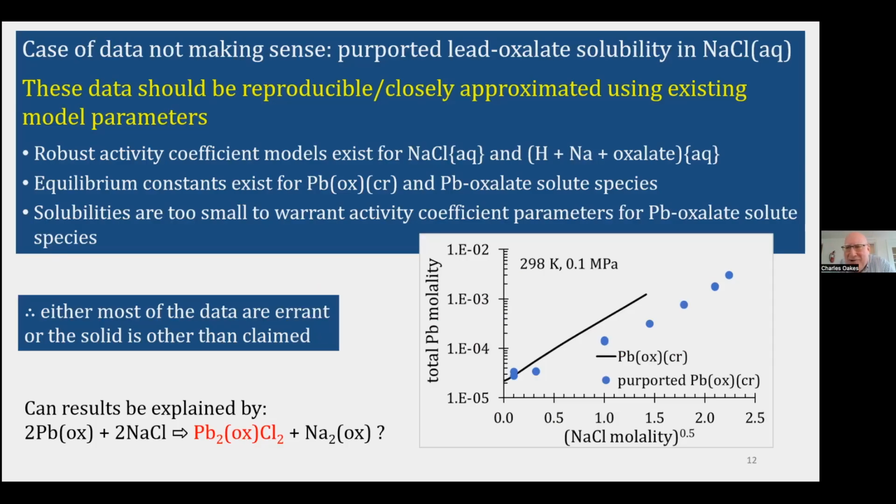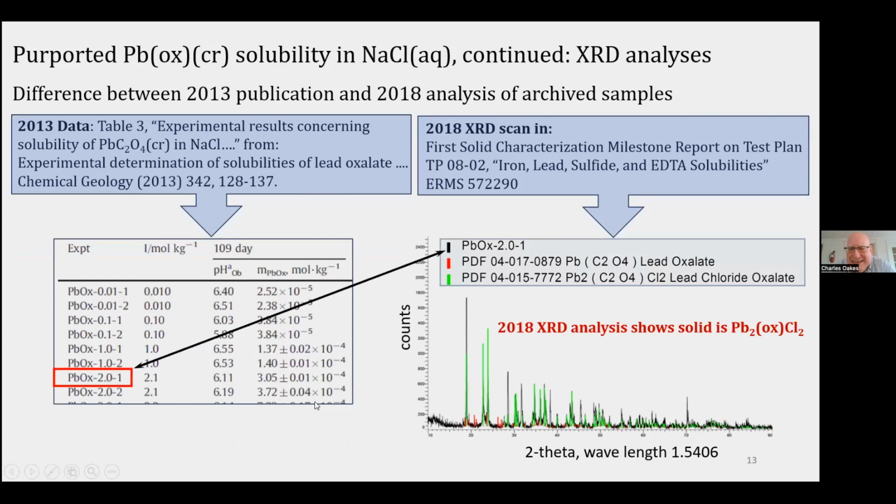People have known for 100 years that this solid exists. There's lots of X-ray diffraction data, not so much thermodynamic data, but this isn't a mystery thing. There's nothing new about it. So I suspect that that's what's going on, that it's not that the data are bad. I think that the data are just lead oxalate chloride rather than lead oxalate, and that the guy that claimed they were lead oxalate basically lied.